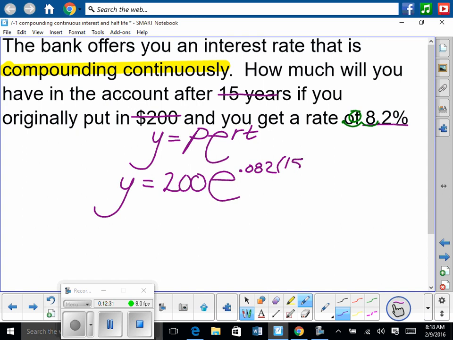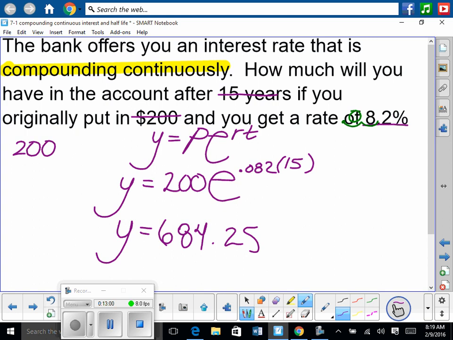So 15. Now it's just typing it into your calculator. You'll hit 200, and then second ln, because that'll put E in your calculator. And then 0.082 times 15, close your parentheses. So the amount in the account after 15 years is $684.25. So that's how much money you have in the account after 15 years. So you went from $200 to $684 with that interest.